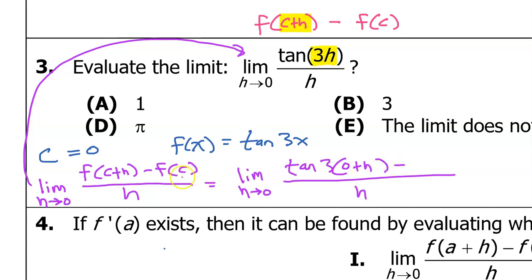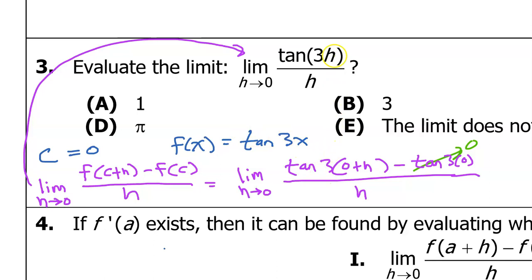And then we're going to do minus f at c. So the function f is tangent 3x. So I'm going to have tangent 3 at 0. But 0 plus h is just h, so I wind up with tangent of 3h, which is what I have here. And then tangent of 3 times 0 is really just tangent of 0. And tangent of 0 is 0. So that's why this term is missing. All right, so that means that this does fit the traditional definition of derivative if f of x is tangent 3x and we are evaluating at c equals 0.